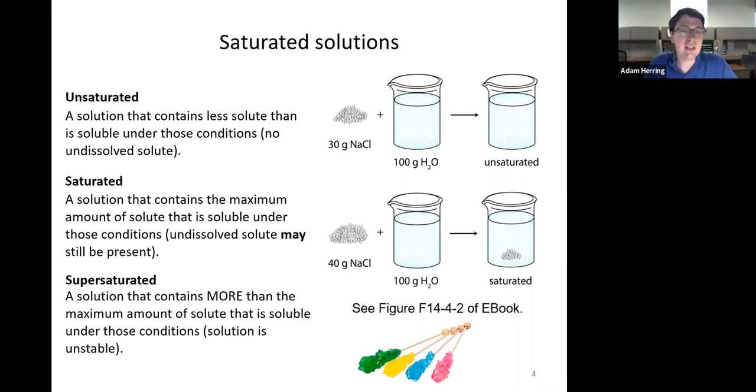Figure 14-4-2 of the ebook shows you a video of that process. Also, very interestingly, rock candy is made by making a supersaturated solution of sugar and then allowing those unstable sugar molecules to crash out of solution and precipitate on the candy sticks.